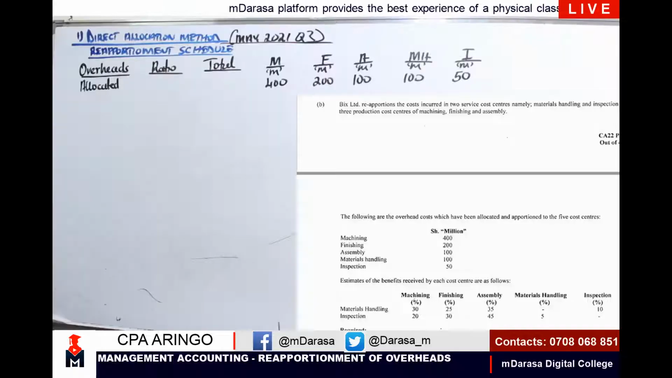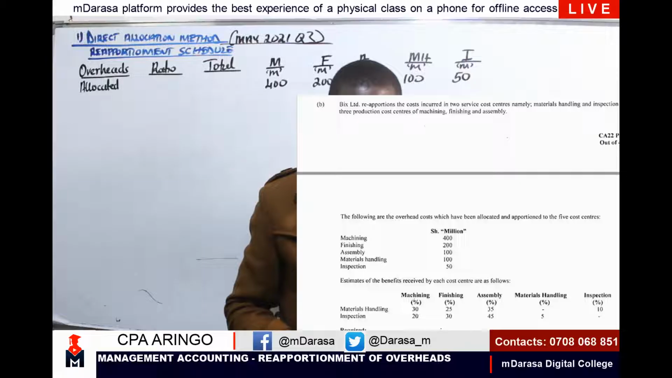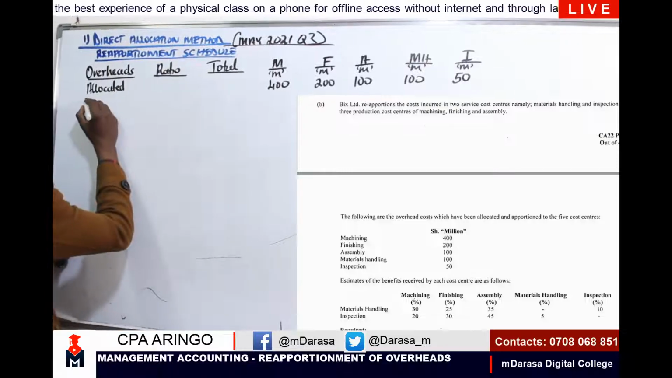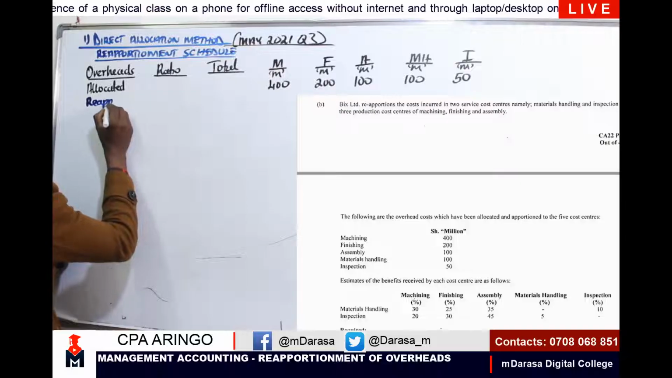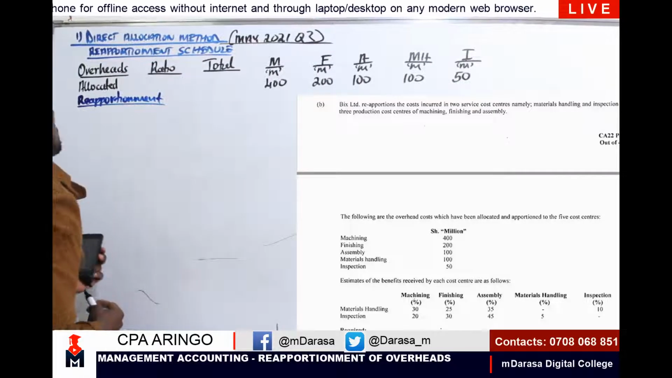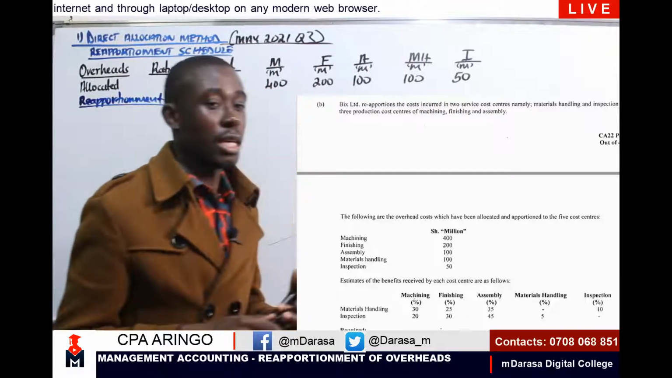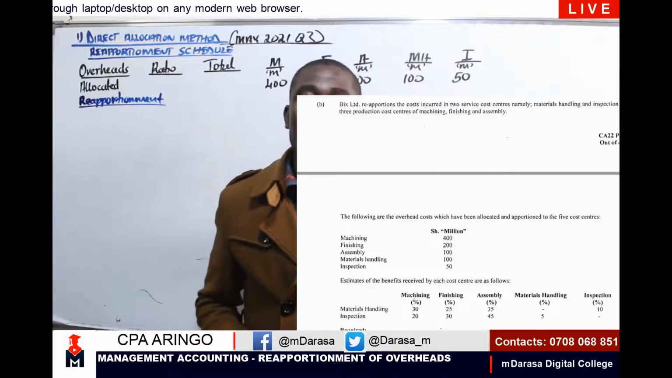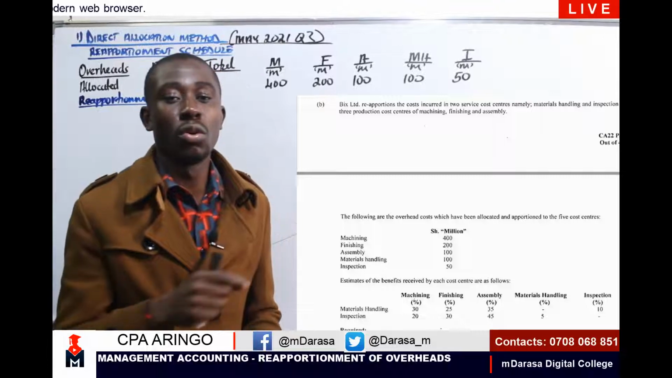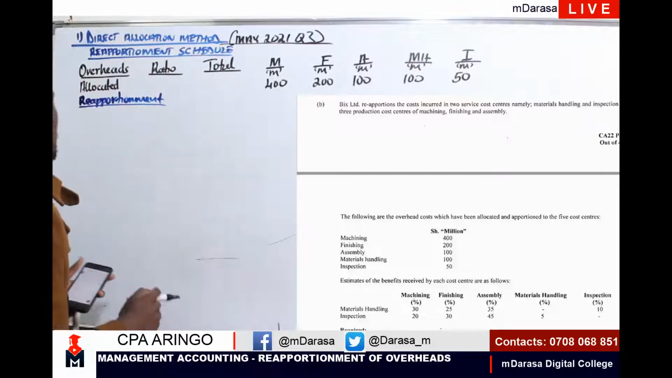Once we have that, our task here is to reapportion. So we talk of our reapportionment. My good students, recall, we want to use a direct allocation method. So therefore, let us note the ratios, having in mind that with direct allocation method, I'm only going to redistribute these overheads to production departments only.